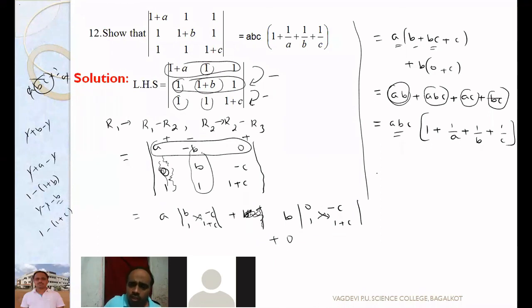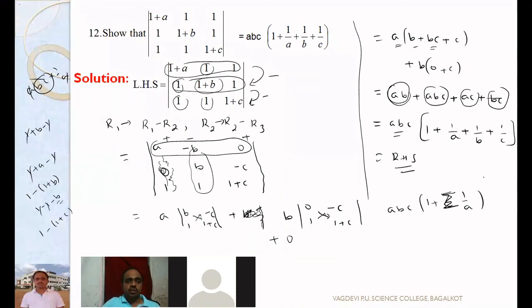Sometimes this is the RHS, but sometimes in the exam, they may also give it like this: ABC into bracket 1 plus 1 by A plus 1 by B plus 1 by C. This is cyclic. Cyclic means you can give sigma 1 by A. So ABC into bracket 1 plus sigma 1 by A can also be asked like this. Is it clear?